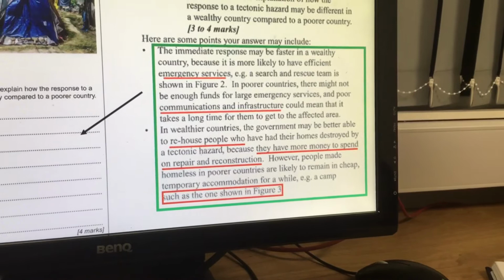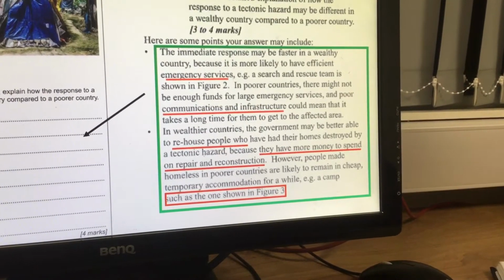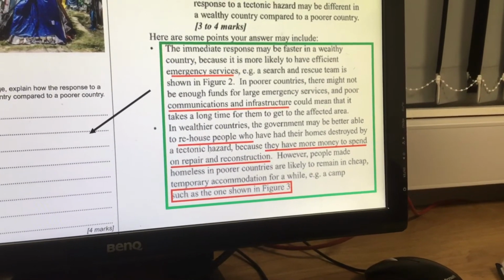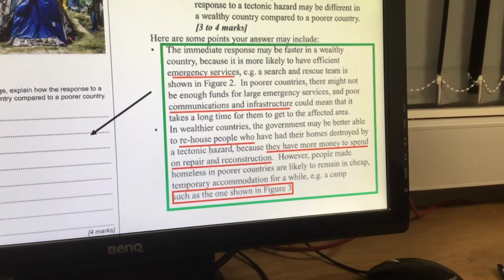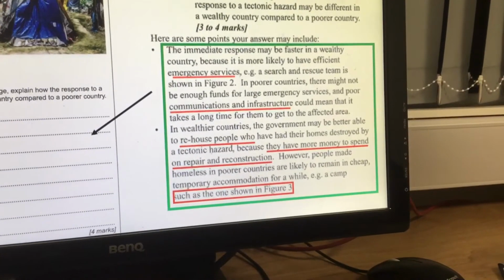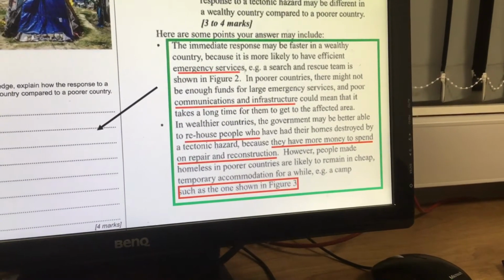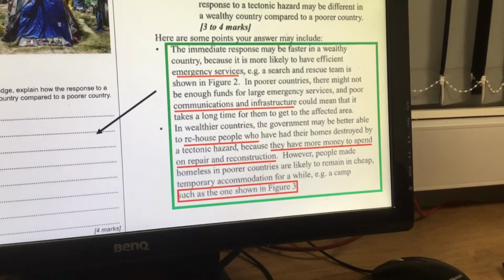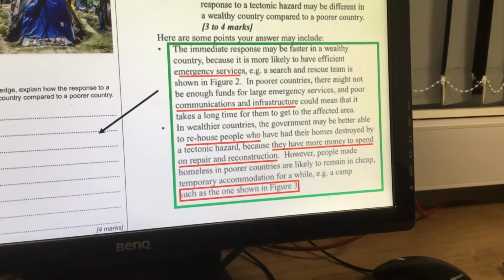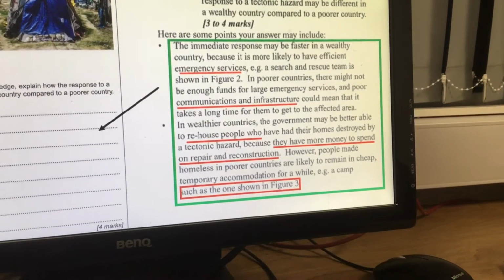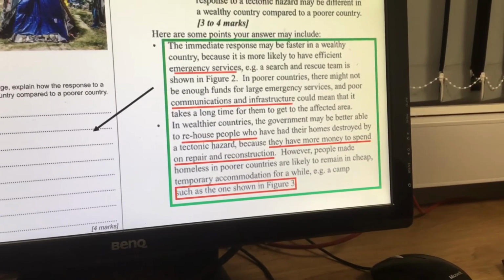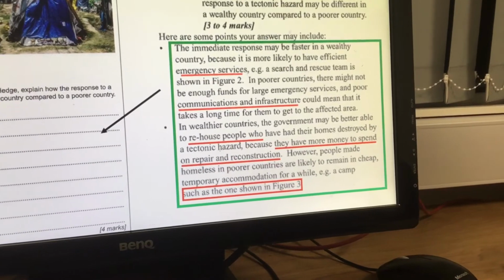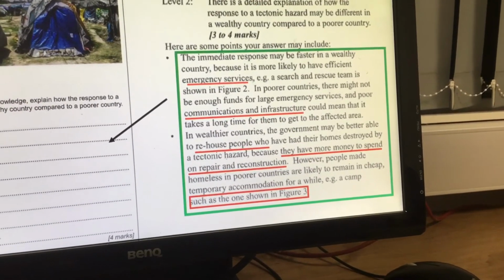So obviously in a wealthy country, they're likely to be able to respond a lot quicker and have better emergency services, such as search and rescue teams. And they might also have good infrastructure, such as roads and communications. Whereas obviously in a poorer country, the emergency services might not be quite as fast to respond because they don't have as much money, not quite as good, not quite as effective. It might take a bit longer because the road network might not be as substantial as well in a poorer country. So that might be one thing that affects the immediate responses.